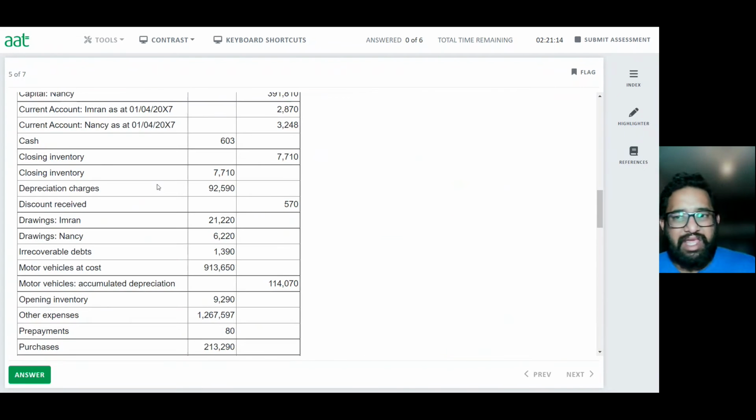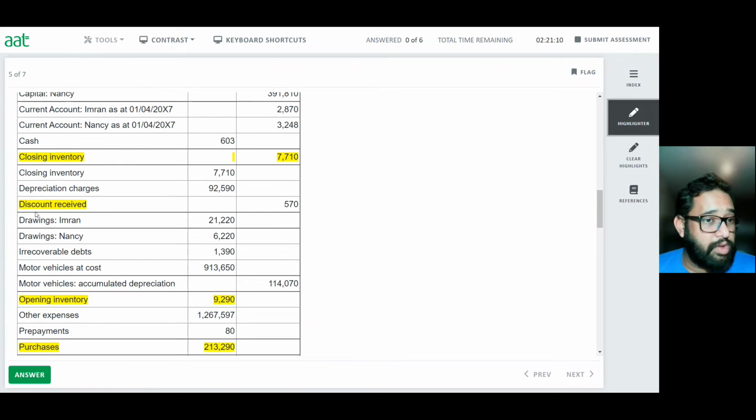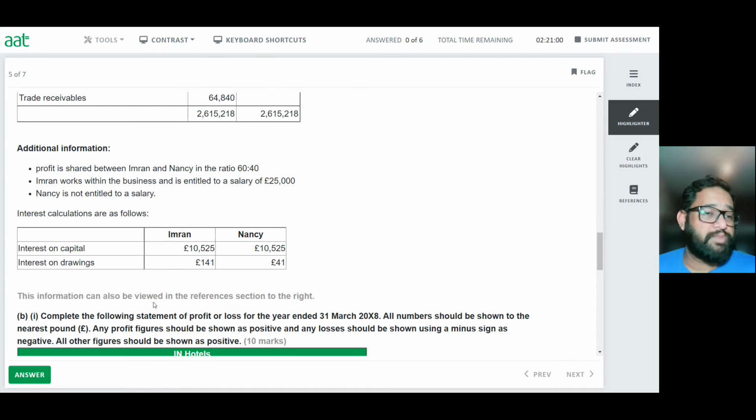So what other expenses can I see here? Let's get the calculator and the highlighter out. We know the depreciation charge is an expense. Irrecoverable debt is also an expense, and then other expenses. This all will go into the expenses box.